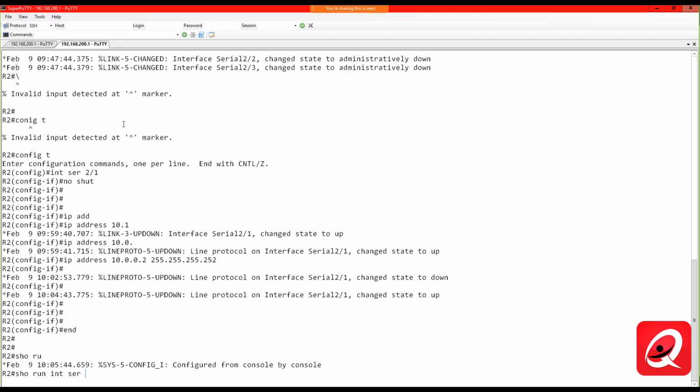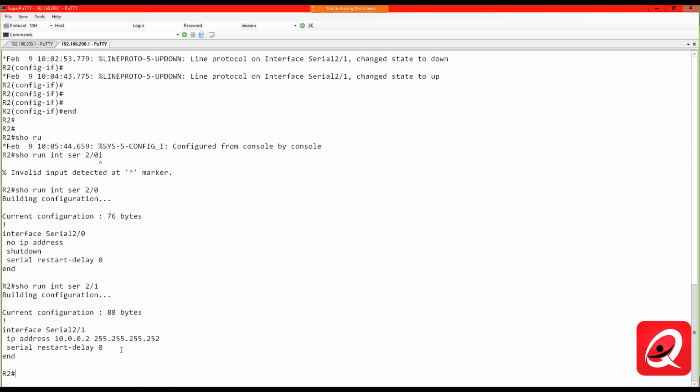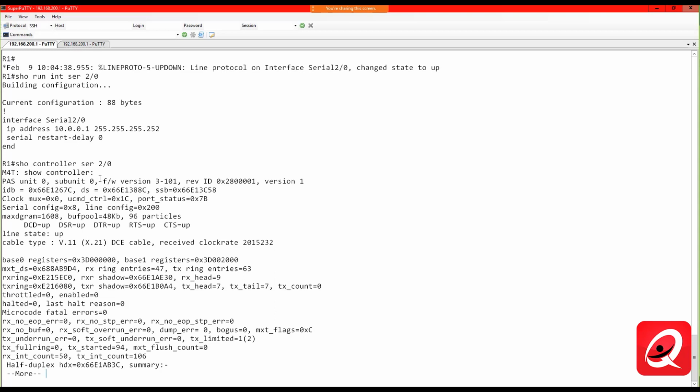Now if I go to the other router and I do a show run interface serial 2.1, you're going to see that I pretty much have the same configuration, right? I haven't actually identified a clock rate. And so GNS3 is already kind of simulating that clock rate scenario.